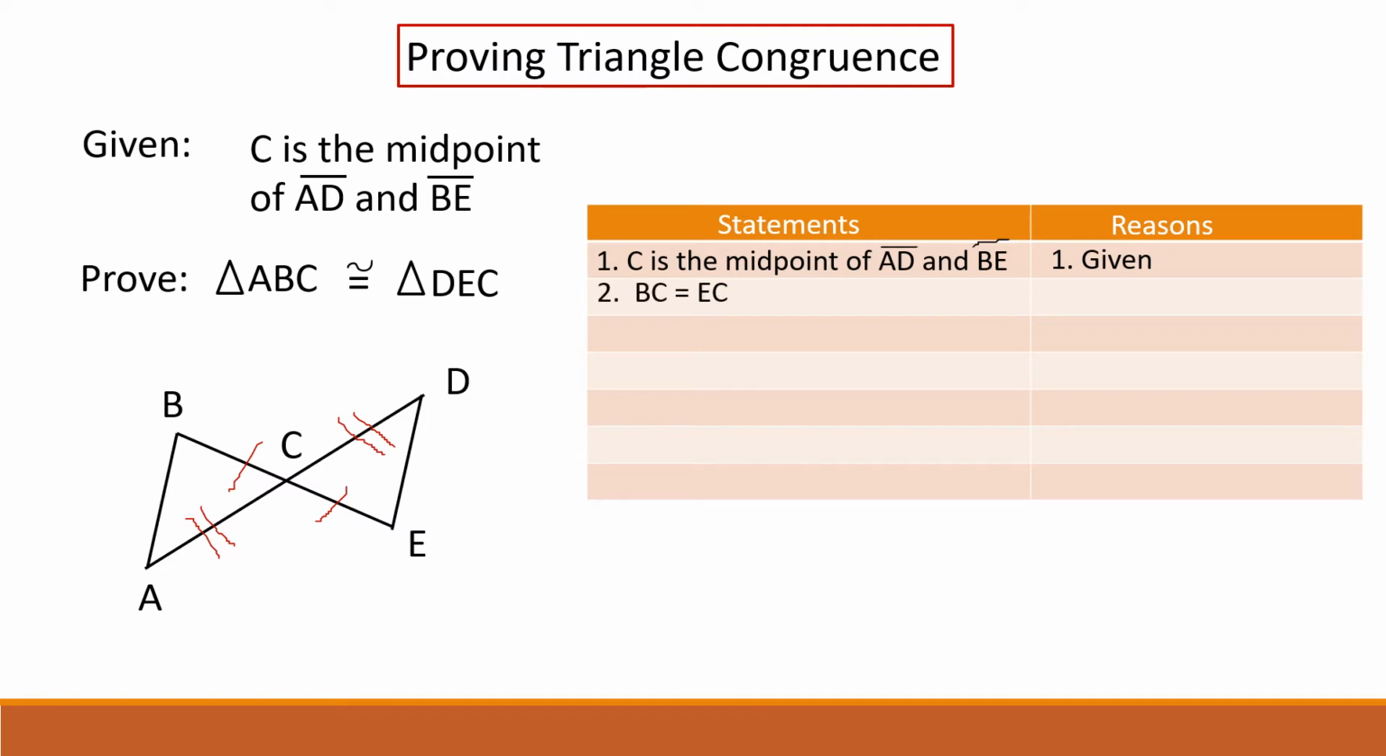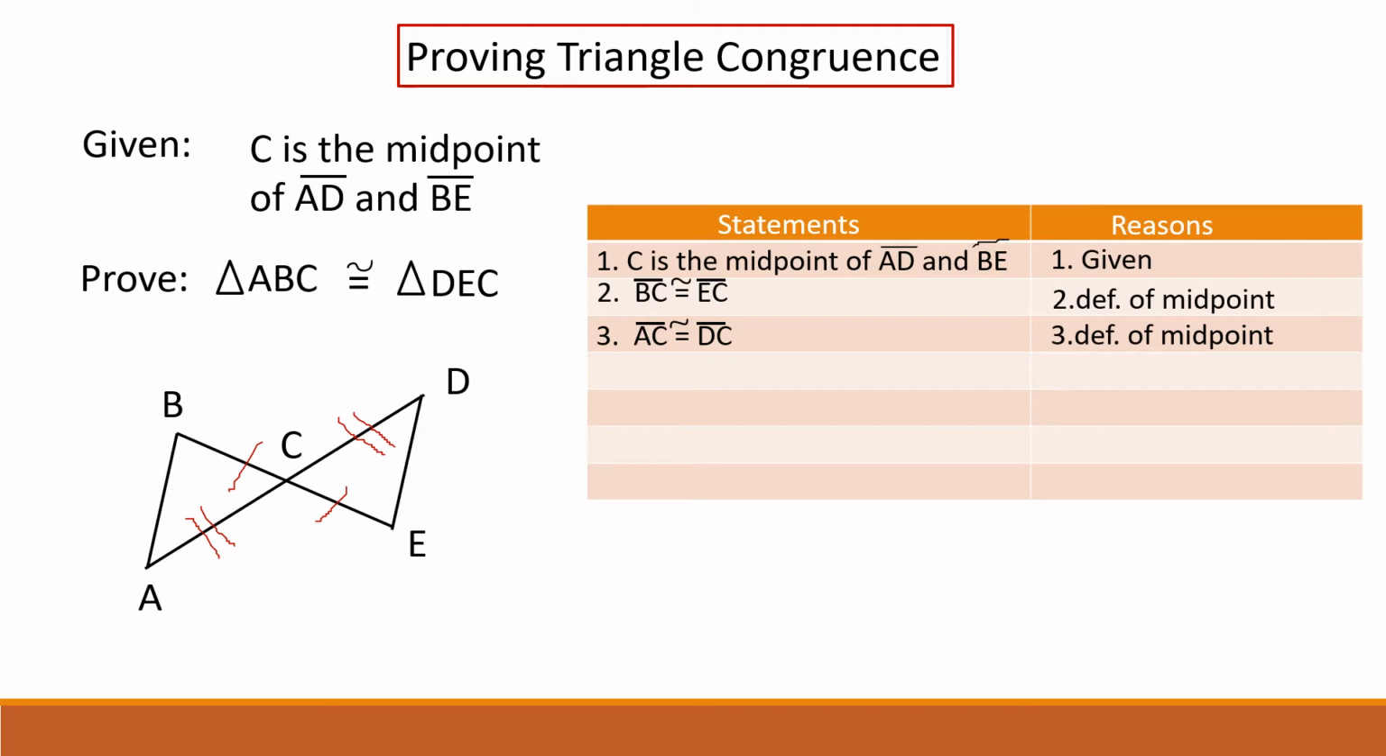So we can have that in statement number 2, that segment BC is congruent to EC. The reason is from number 1, which is the definition of midpoint. Next, number 3, we know also that C is the midpoint of AD. Therefore, segment AC is also congruent to segment DC. The reason for statement number 3, again, is the definition of midpoint.